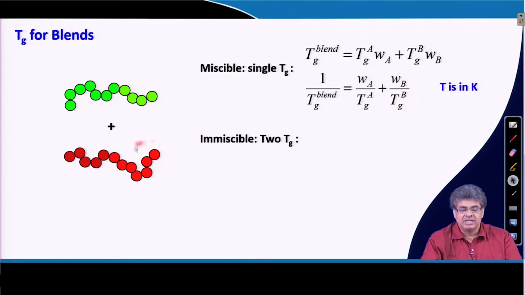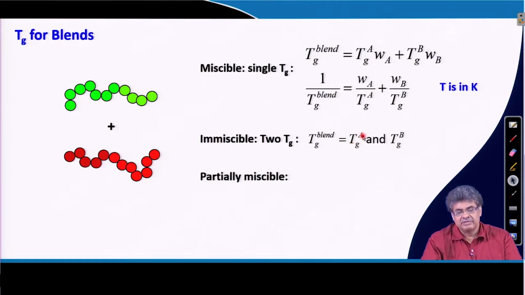If this is completely immiscible, then the 2 Tgs would be given by Tg A and Tg B, and if they are partially miscible, then there will be 2 Tgs, but they will be different from Tg A and Tg B. They will be slowly merging with each other. As the miscibility increases, these 2 Tgs actually merge with each other to form a single Tg as the miscibility goes up.